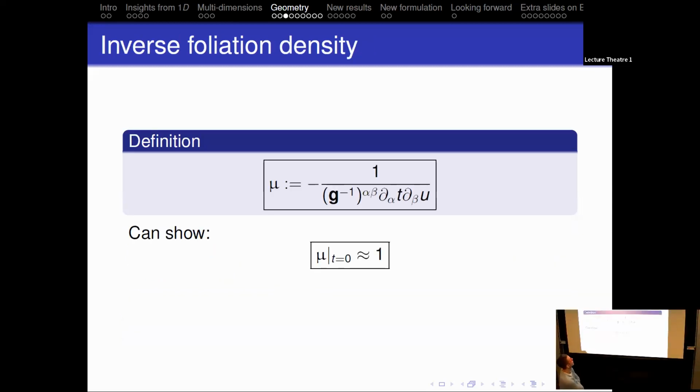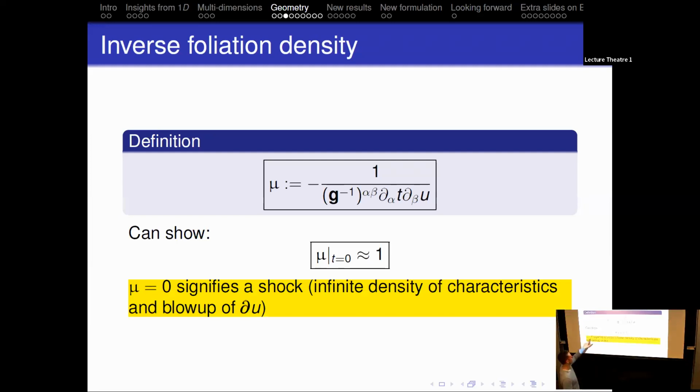Okay, so once you've constructed the eikonal function, you can introduce what Christodoulou called the inverse foliation density. It's defined here. And so in the regime we're considering, this quantity mu is initially approximately 1. And mu equals 0 is basically what signifies a shock. So that singular surface that I showed you, the singular boundary B, is a portion of the level set mu equals 0.